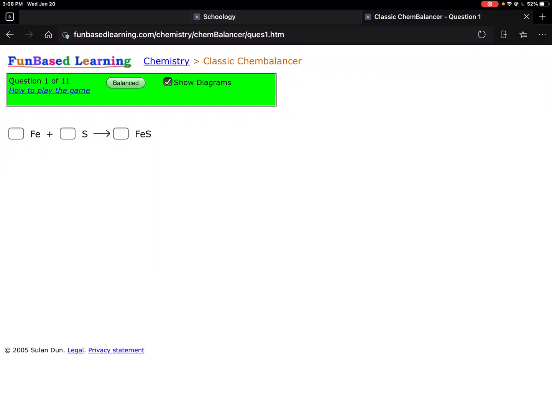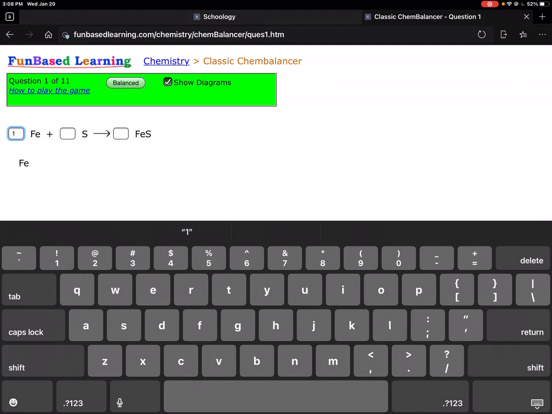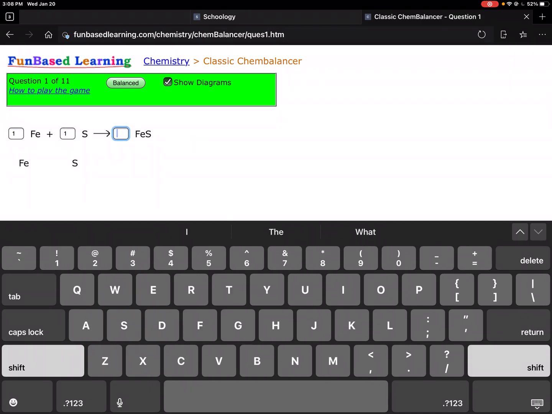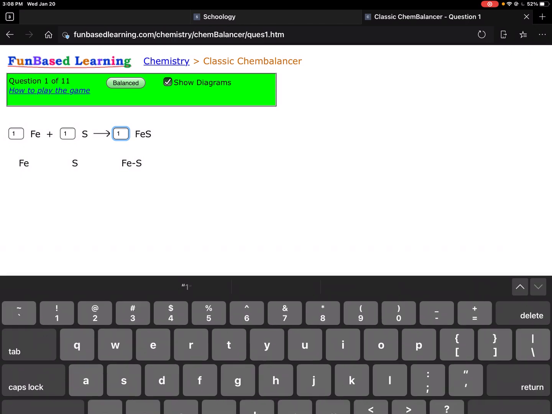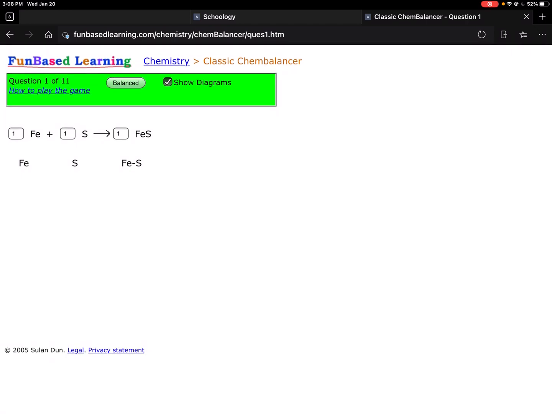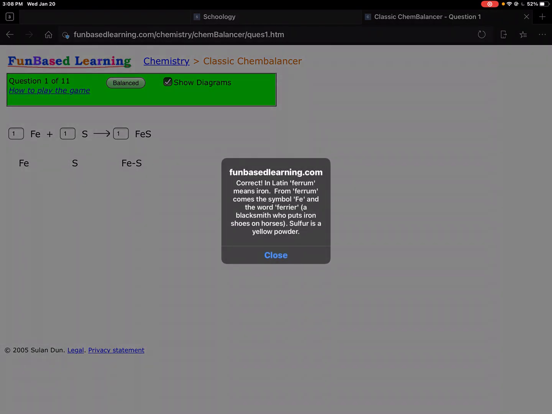So you start by adding a 1 of each thing before you balance. And then you look and check, does that balance it? Just having 1 of each, because if something doesn't need any coefficients, it's already balanced. And that would balance this reaction. So once I think I have it balanced, I would write down 1 Fe plus 1 S produces 1 FeS. And when you balance it, it tells you this is balanced correctly, and then it asks a question here.